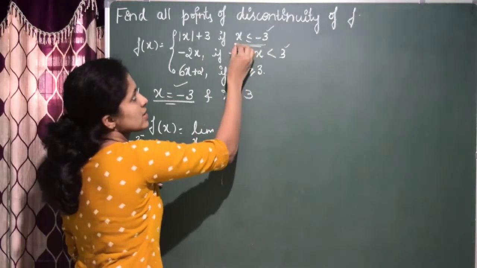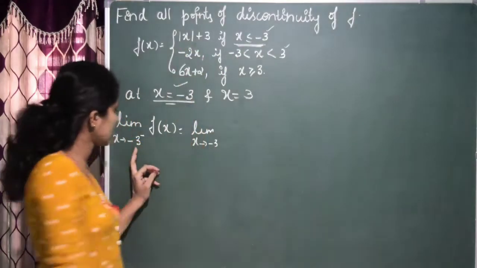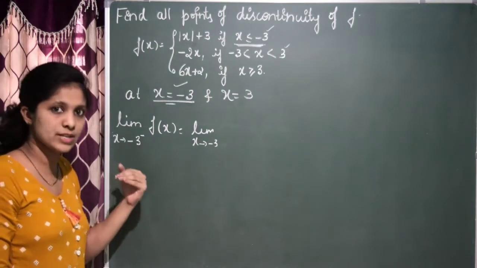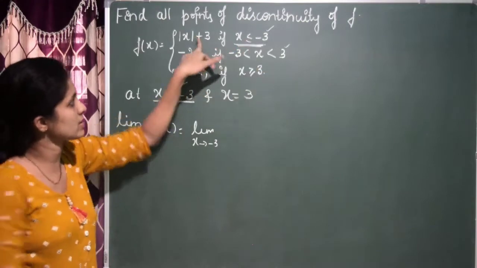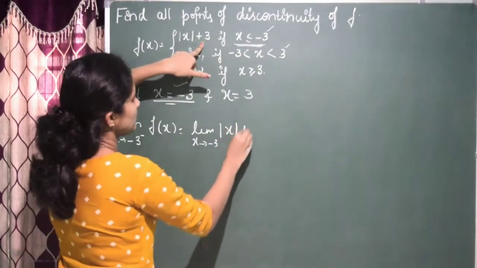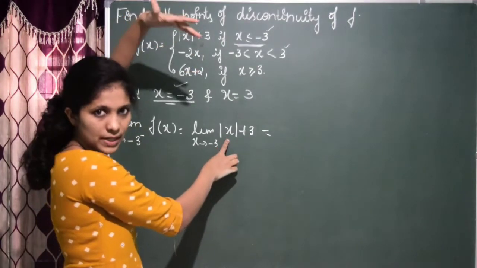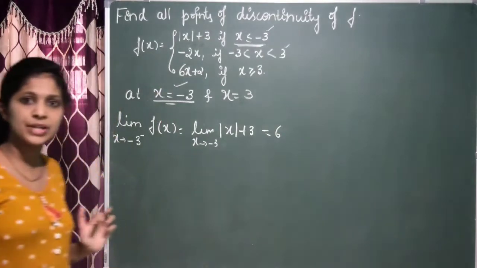The value of x is less than minus 3, so the function will be mod of x plus 3. Is it clear? The value of x is tending to minus 3 from the left hand side, so x is less than minus 3 and the function is mod x plus 3. Now mod of minus 3 will be plus 3, because modulus is there. 3 plus 3 will be equal to 6. So the left hand limit is equal to 6.